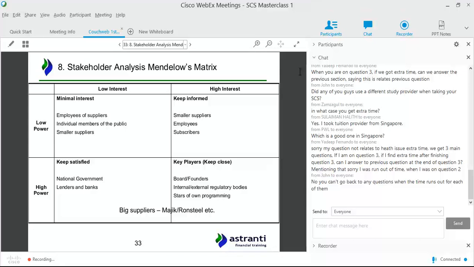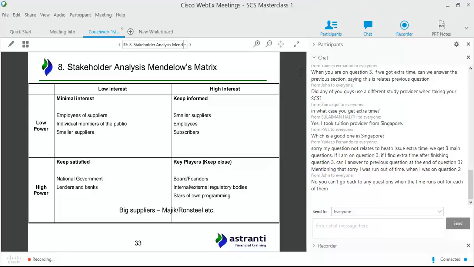The employees will be in this box as well, because an individual employee is not going to have that much power unless they are particularly important, and they're not. But they are going to have a lot of interest in what we're doing. It's important that we do keep our employees satisfied, though, because we know from the nature of the industry that top employees are often headhunted by other organizations.